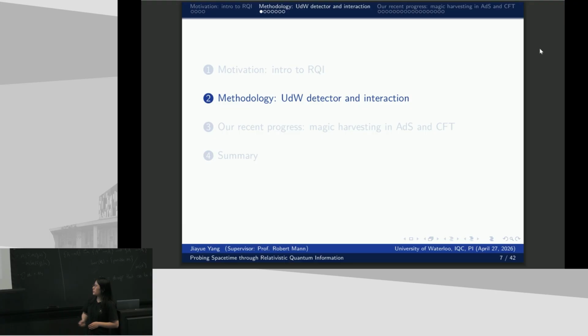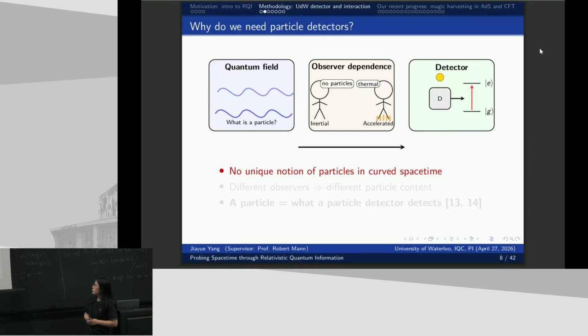So now let's move on to the next part. You may ask this question first, what is a particle? You may answer, oh, it is an excitation of the quantum field. Yes, but the key point here is that the particle concept is really observer dependent. For example, if you are in flat Minkowski spacetime, and you are an inertial observer, you will say, oh, there are no particles. I just say vacuum. It's just the vacuum state of Minkowski spacetime.